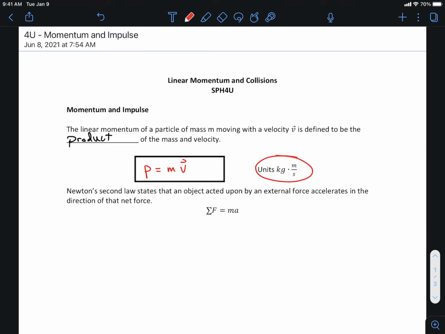And there are units, which we can see come out. There are the dimensions for mass and the dimensions for speed, or velocity.